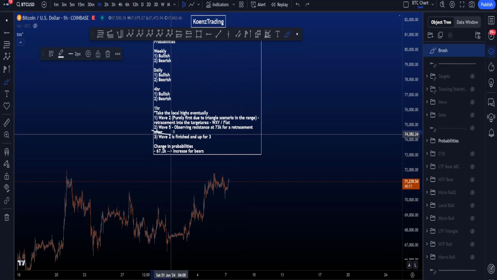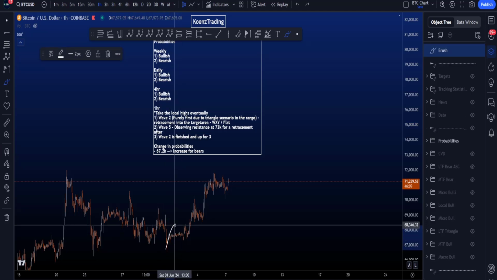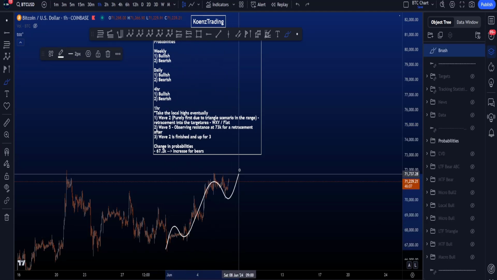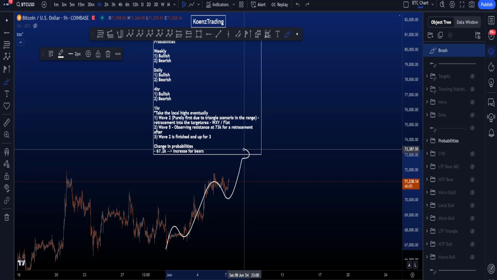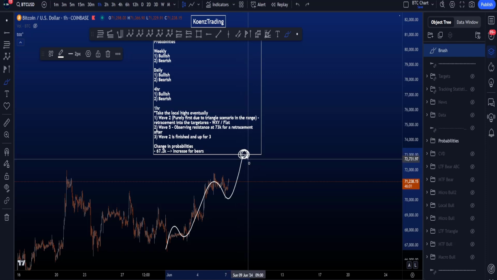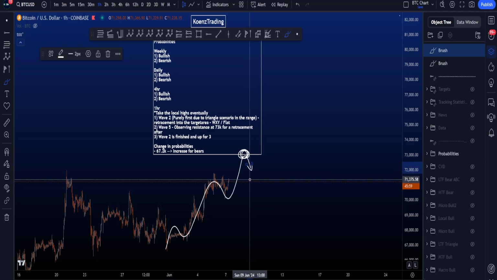The second highest probability scenario is that we're looking for a wave 5 in a wave 1, 2, 3, 4 and a wave 5 to the upside, potentially rejecting at 73k, looking for resistance and proof of weakness to then look for a retracement towards the downside.